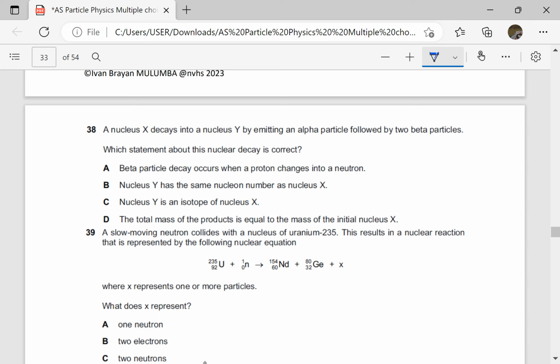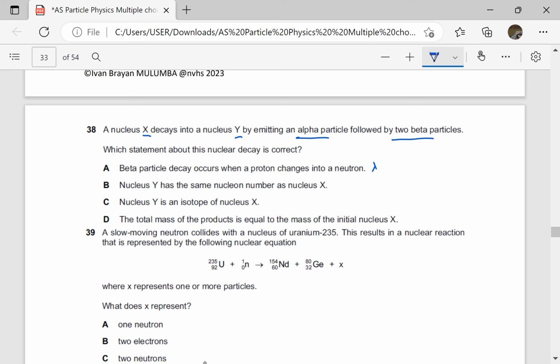Which statement about this nuclear decay is correct? A nucleus X decays into a nucleus Y by emitting an alpha particle followed by 2 beta particles. Beta particle decay occurs when a proton changes into a neutron. It can also be a neutron changing into a proton, so that is not correct.